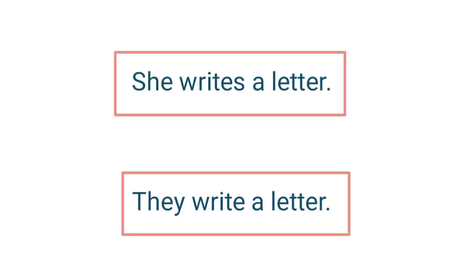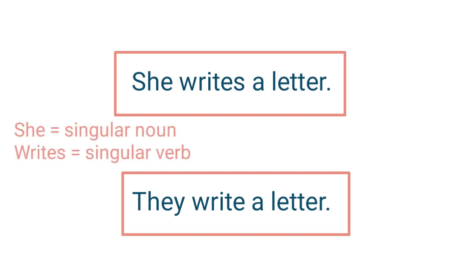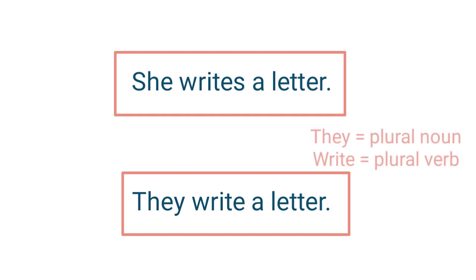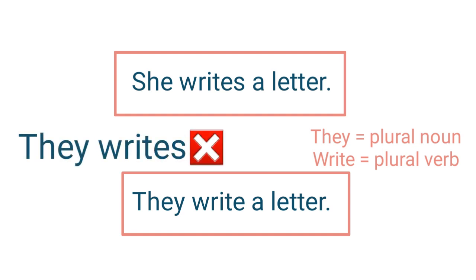She writes a letter. Here the noun she is singular. That's why we added s in the verb write. Okay, she writes a letter. But look at the next sentence. They write a letter. What's the noun here? They. So as the noun is plural, we used the word write. We should not use writes here. Okay. They write a letter.